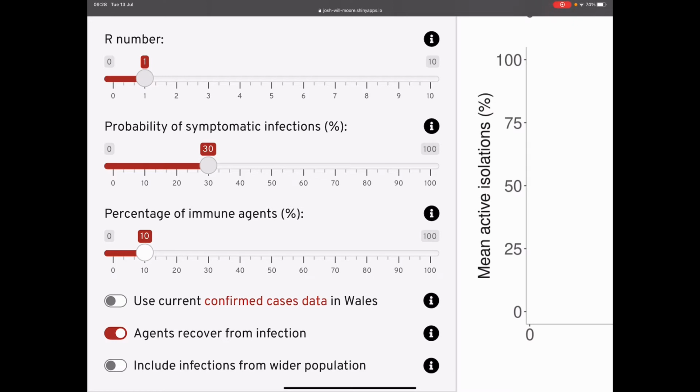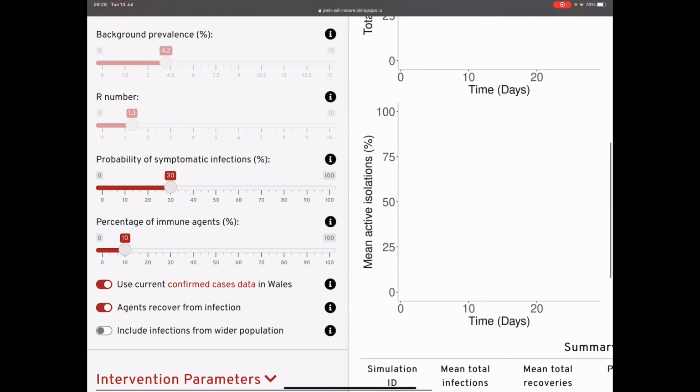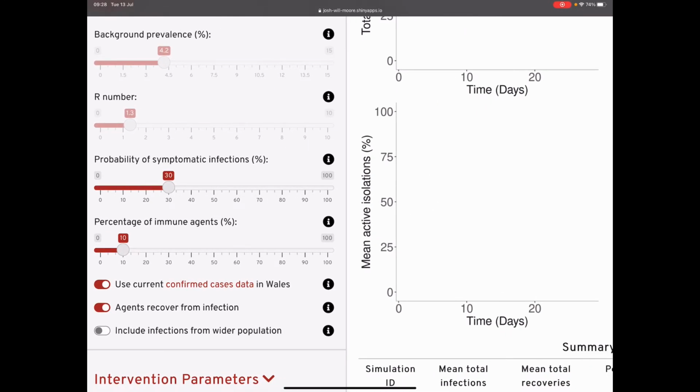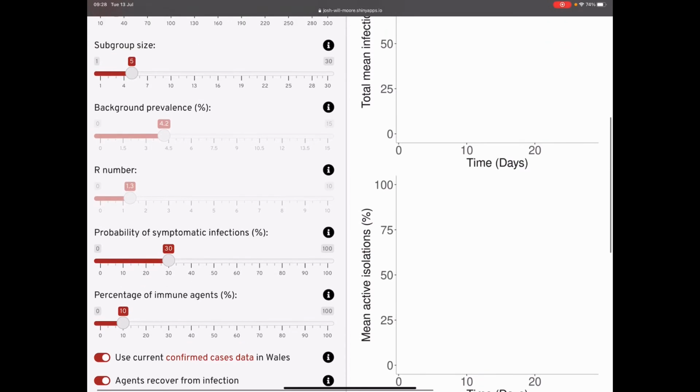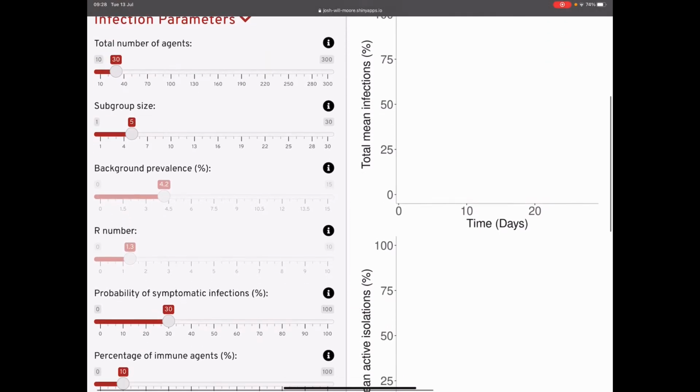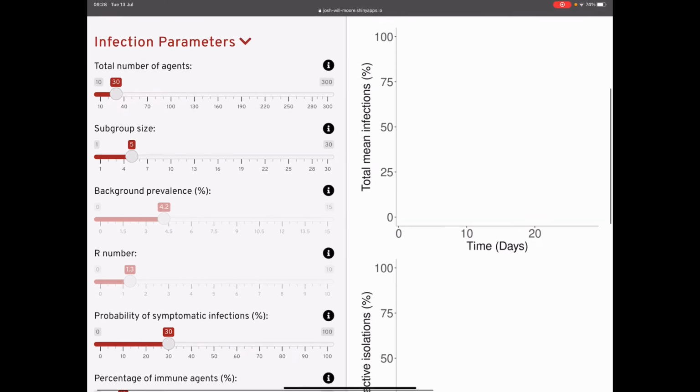Of course, if you don't know the data, there's a lot of sliders here and you may not know the exact value of any of them. You can use current confirmed cases in Wales. This goes to the Gov website and pulls the information directly from there. It'll fit the background prevalence and R number for you. But all of the rest of the parameters you have to fit.